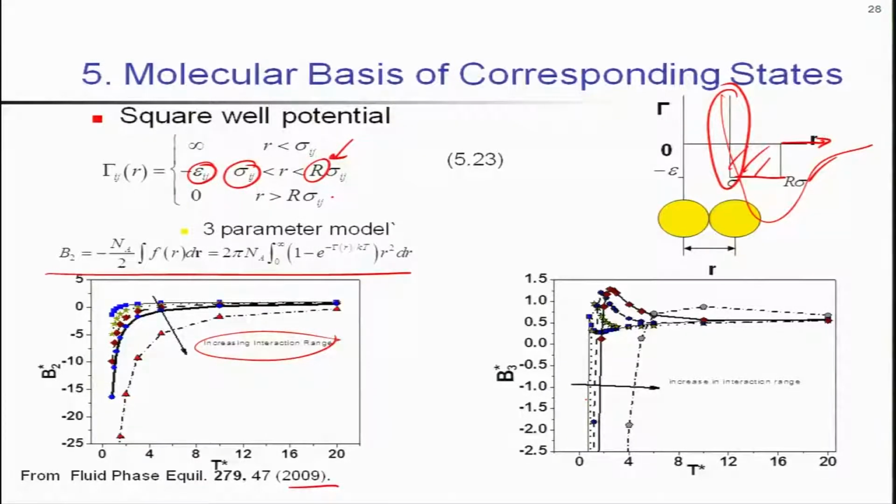Similarly, we also calculated B3 using a very sophisticated technique, and here also it depends on the interaction range. As we already discussed earlier, the B2 values are negative for such potentials, as well as Lennard-Jones, at low temperature, and increase to 0 or to positive values at high temperature.